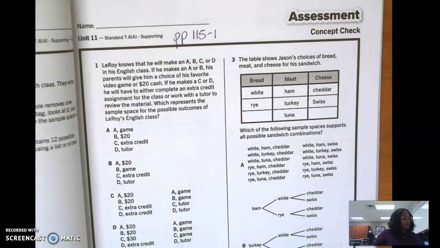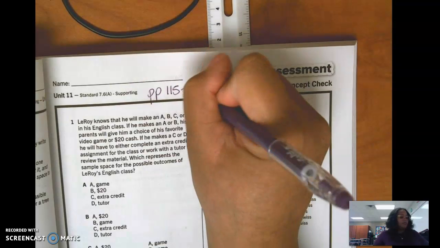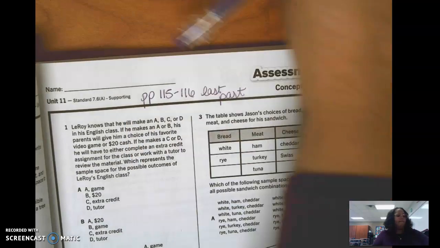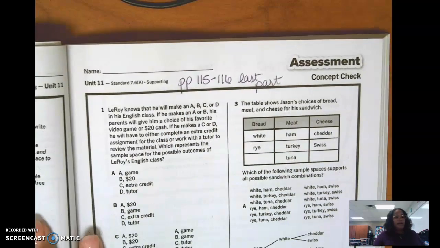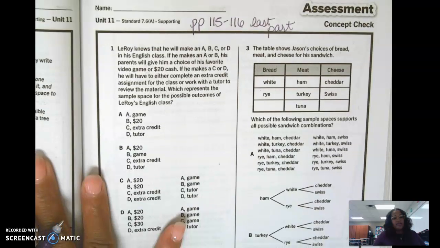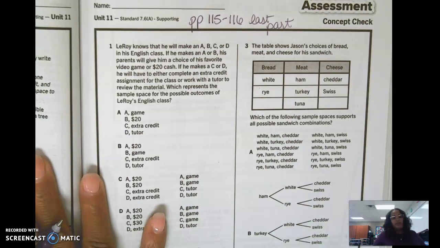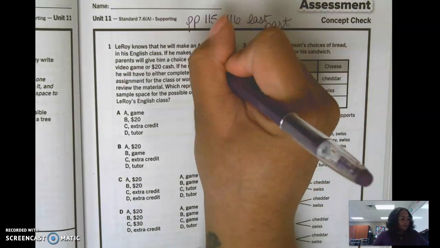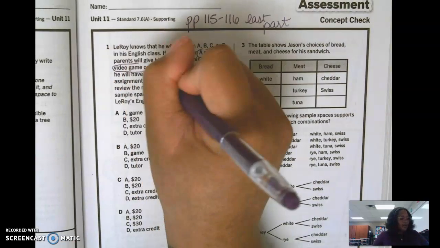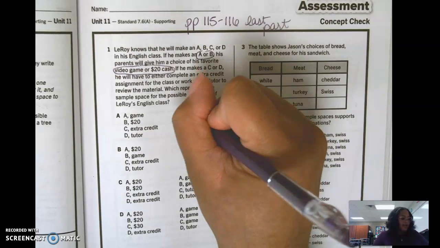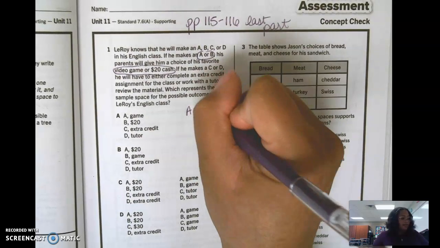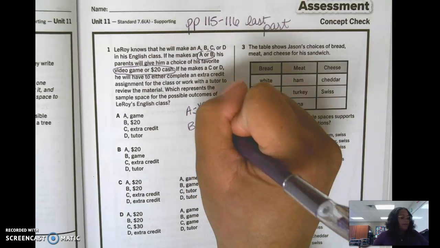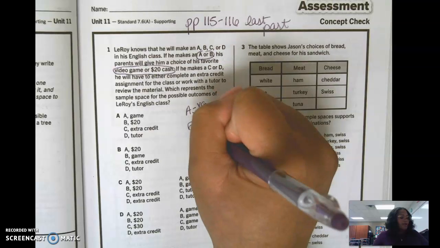On to page 115. This is the last part. Leroy knows he will make an A, B, C, or D in his English class. If he makes an A or B, his parents will give him a choice of his favorite video game or cash. A or B, video game or cash. So if he makes an A, he can get a video game or cash. If he makes a B, he can get a video game or cash.